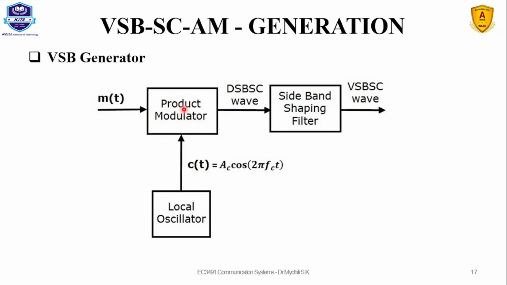So this is the simple sketch of a VSB generator where we pass a message signal m(t) and a local oscillator generated carrier signal to the product modulator. This product modulator multiplies these two signals, m(t) into c(t), to produce a double sideband suppressed carrier wave. Then it is passed to the sideband shaping filter, which finally suppresses one of the sidebands, either lower sideband or upper sideband, and gives a vestigial sideband output.